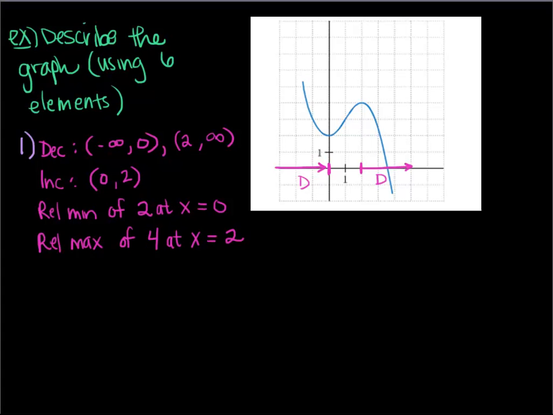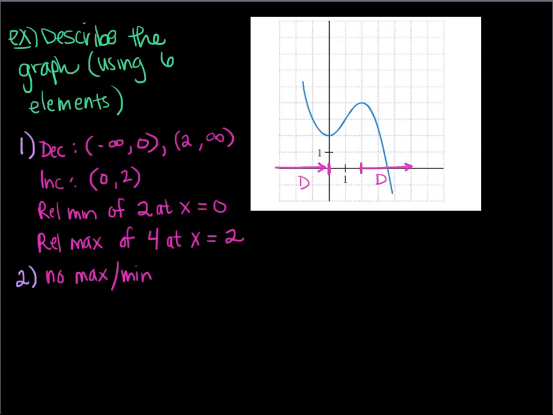Actual maximum and minimum values, we don't have any. Our actual maximums and minimums, they don't have an absolute max or min, because this function goes up forever and it goes down forever. So that's important to say. We don't have an absolute maximum or minimum.